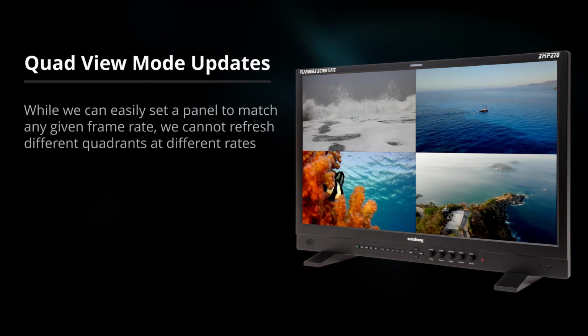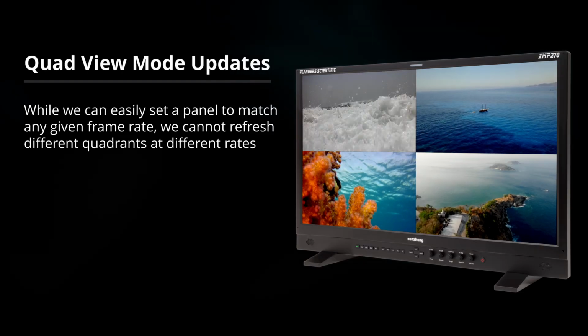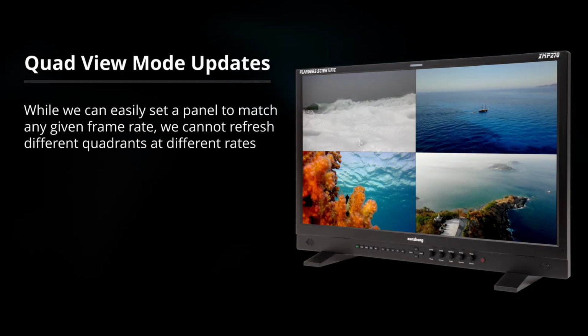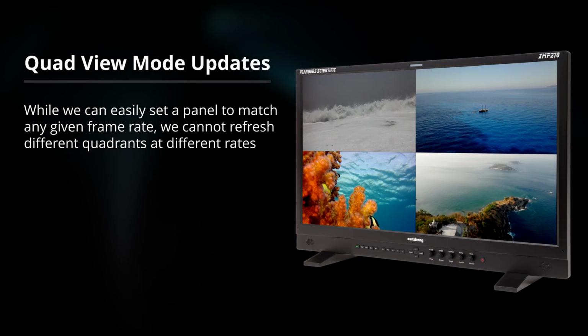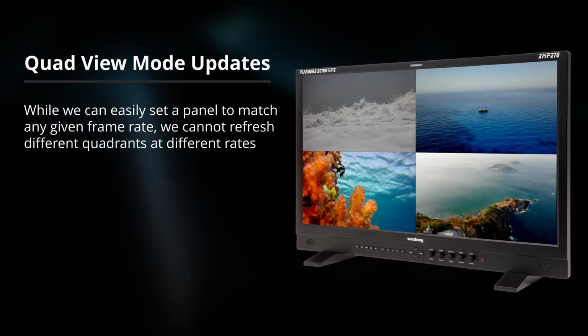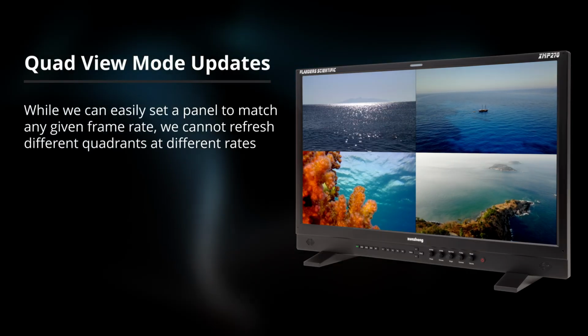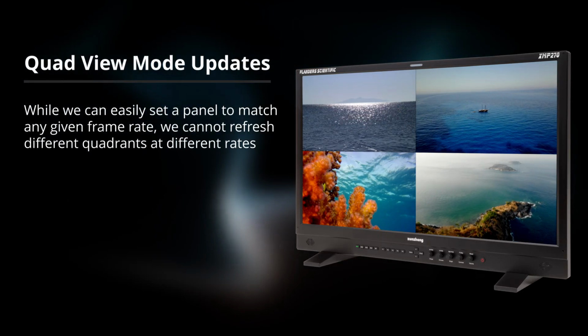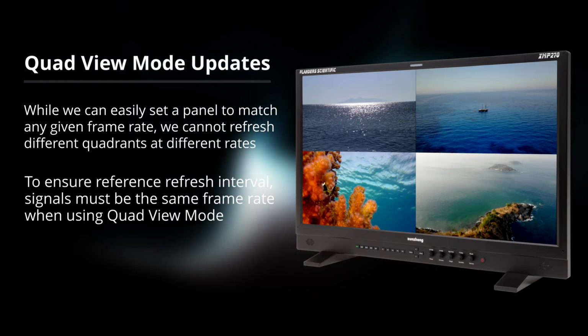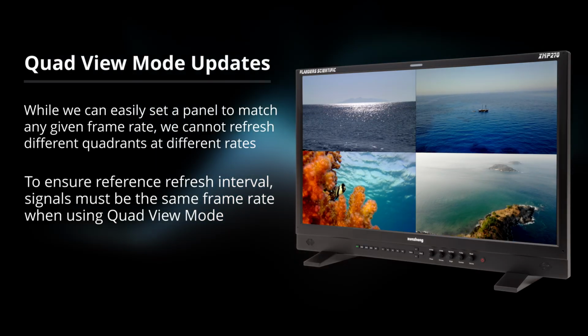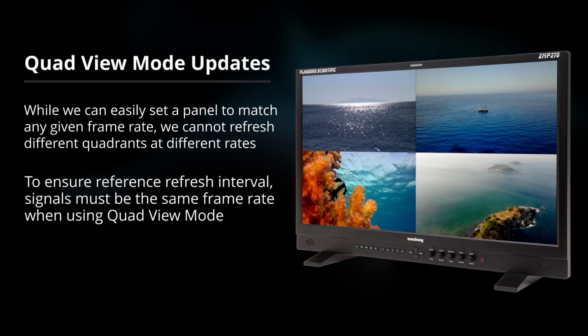While we can easily set a panel to match any given frame rate, what we cannot do is refresh different quadrants of the panel at different rates. With this in mind, to ensure that we can continue to always refresh at a reference interval of the incoming signal, and can do so with minimal latency, the signals must be the same frame rate when using Quad View mode.